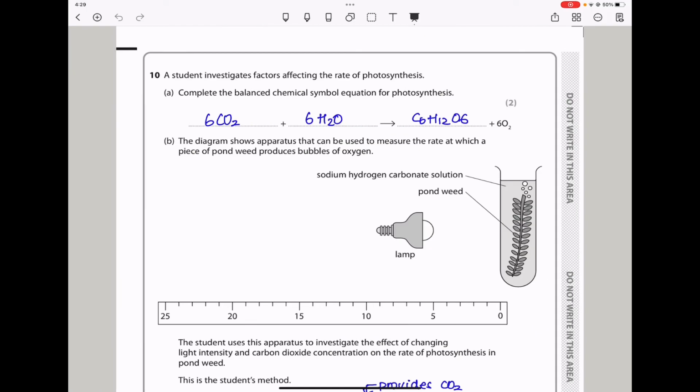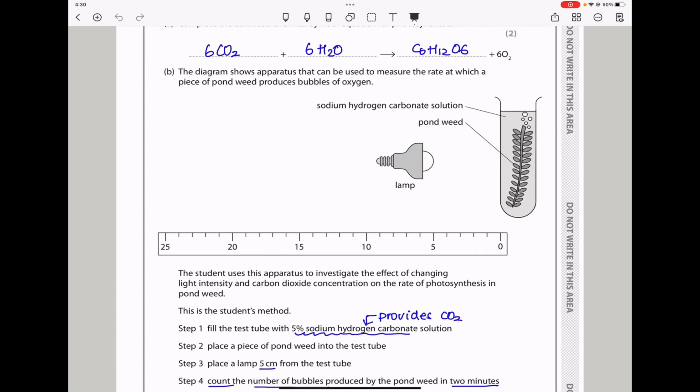Question 10. A student investigates factors affecting the rate of photosynthesis. Complete the balanced chemical symbol equation for photosynthesis. We have 6 carbon dioxide, 6 waters, and glucose plus oxygen. Then next they say, the diagram shows apparatus that can be used to measure the rate at which a piece of pondweed produces bubbles of oxygen. Sodium hydrogen carbonate solution is there. This is to provide carbon dioxide. And then we see the pondweed. The lamp is here to provide light, and it's going to be moved in order to vary the light intensity.